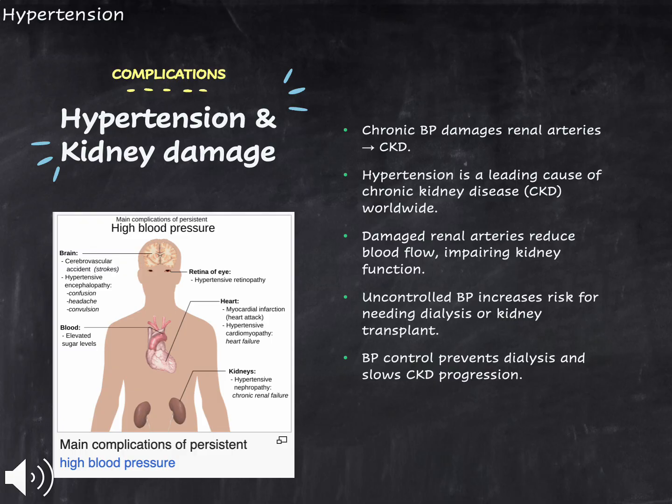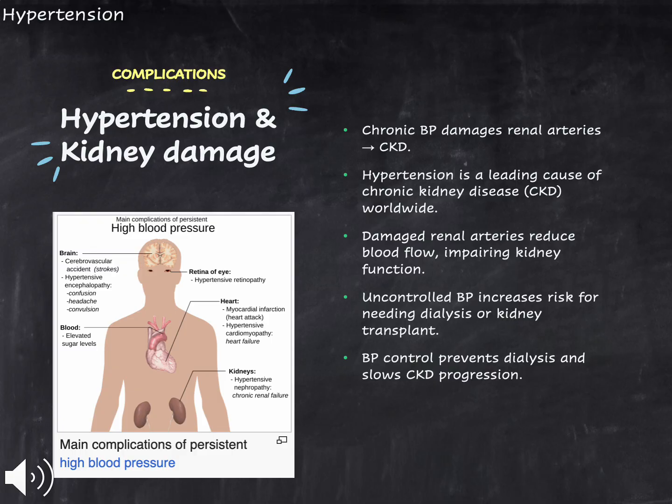In fact, hypertension is the second leading cause of end-stage kidney disease in the United States, right after diabetes. The early sign of kidney damage is often proteinuria, small amounts of protein leaking into the urine. If blood pressure isn't controlled, this progresses to chronic kidney disease and eventually kidney failure, requiring dialysis or transplant. Once that damage happens, it's irreversible. Prevention through blood pressure control is key.